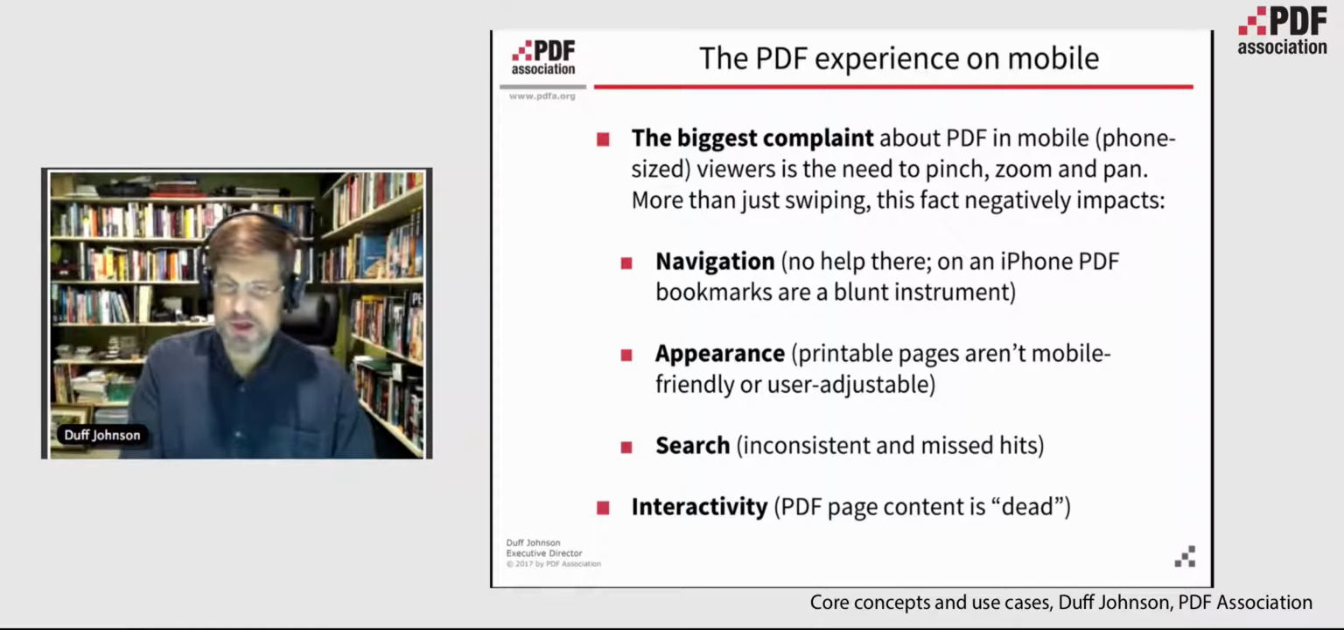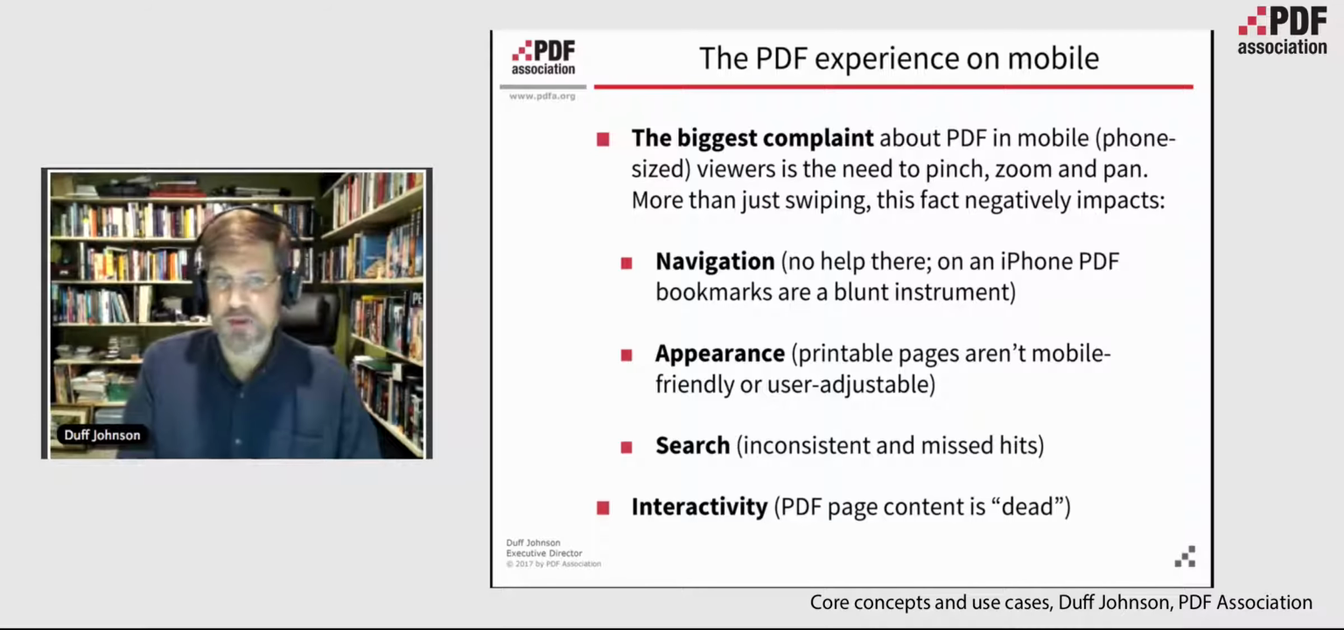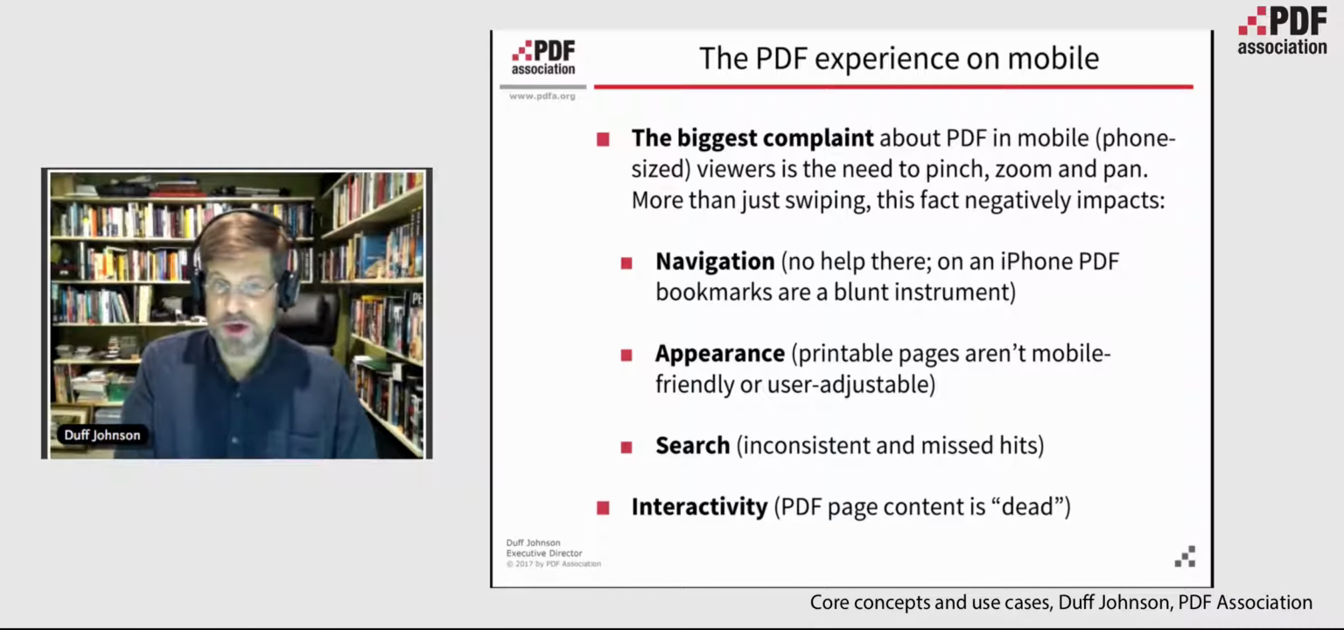So I mentioned the search issue; inconsistent and missed hits is also a problem with mobile, and of course there's interactivity. PDF page content doesn't have a lot of life to it, and these are the kinds of things where viewer technologies, as I've mentioned, would be able to bring various kinds of JavaScript or other active technology to help enliven that PDF, make its content more extractable, create better navigation, and so on.